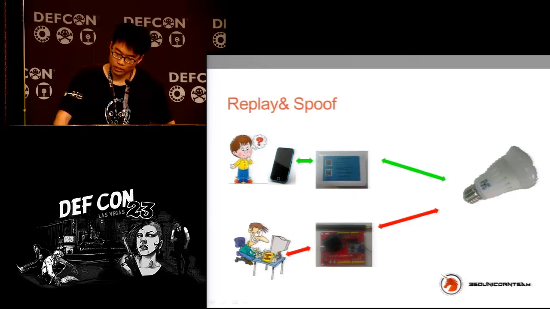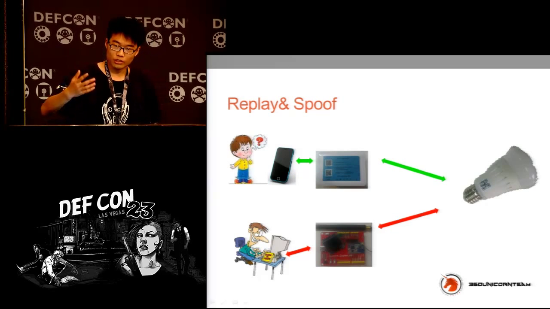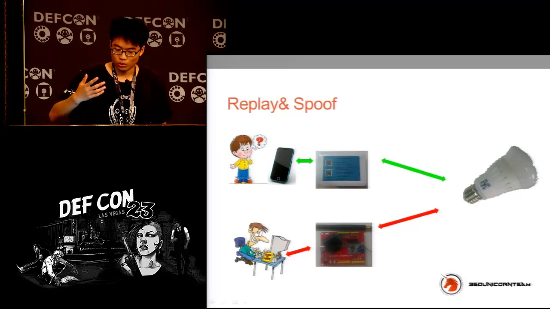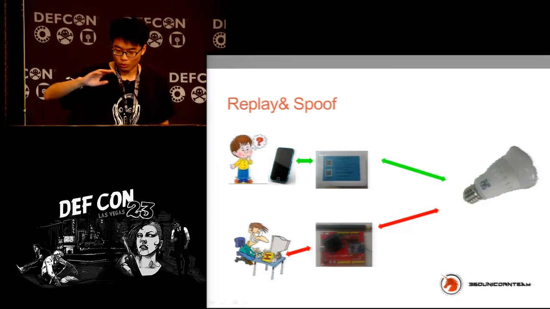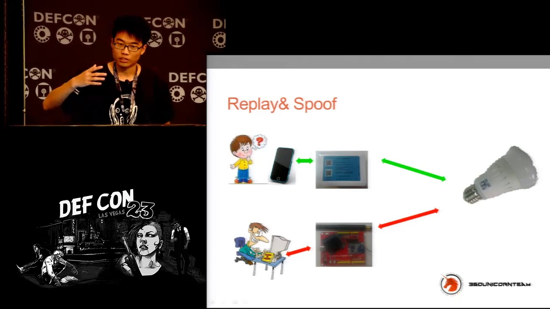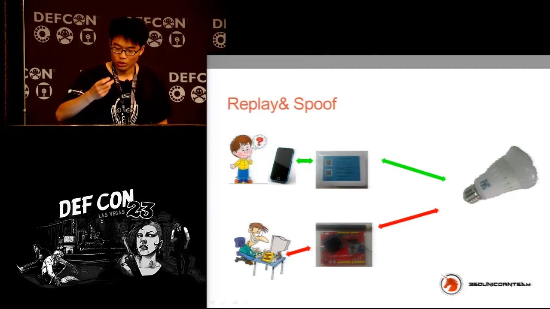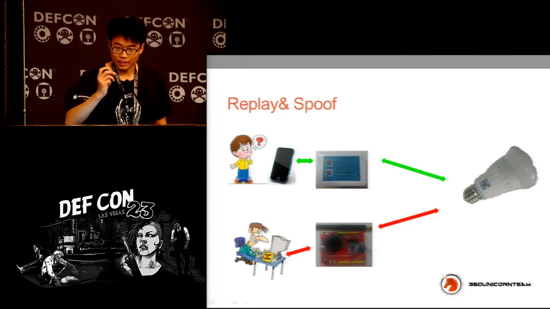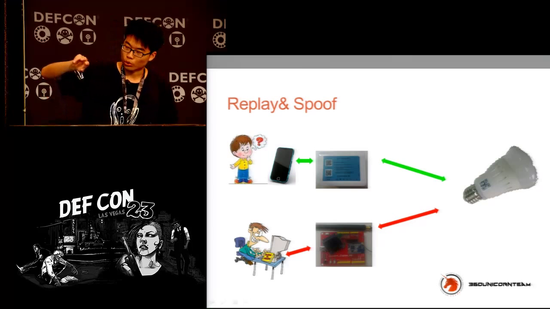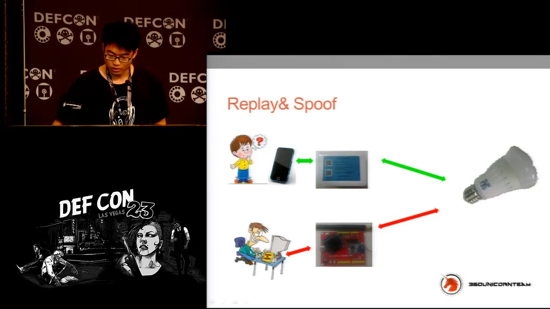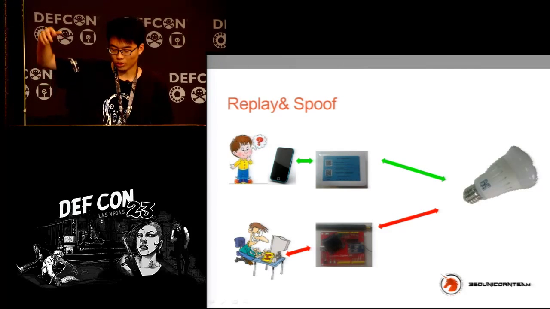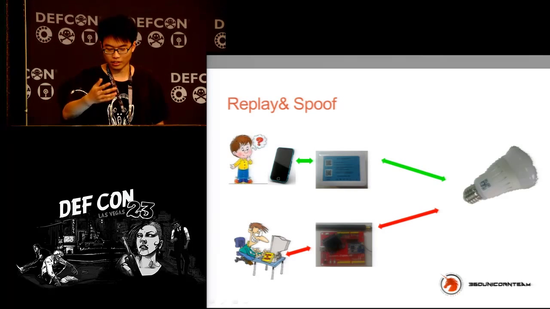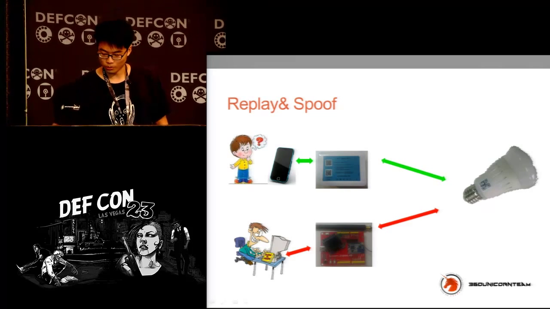So we can replay and spoof. If you know the key that is used for encryption, then we can generate the same key packet to join the network, and we can send exactly the same instructions to control this light. Yes, this light will flash. Wow, you are the gateway, so now you can control me.